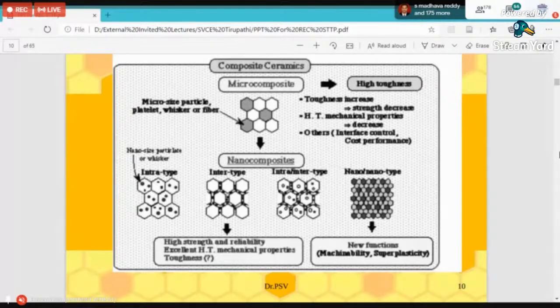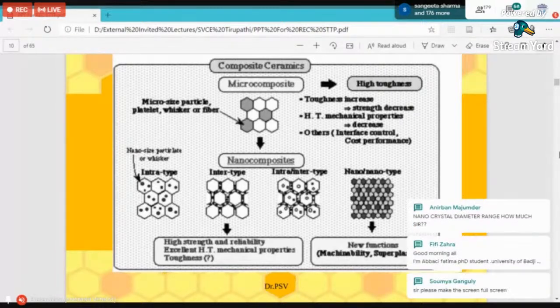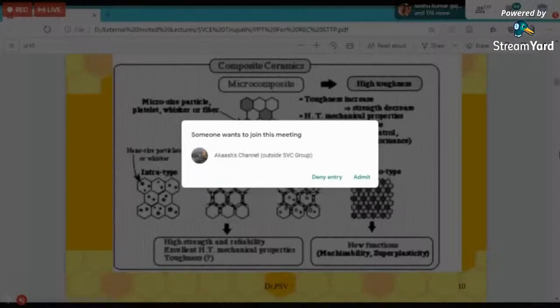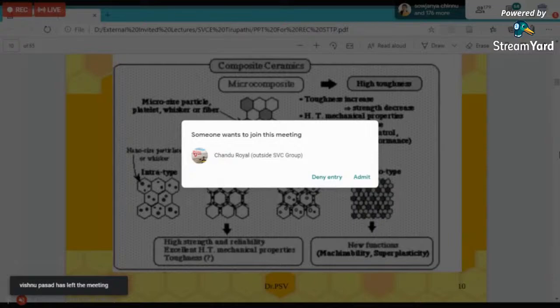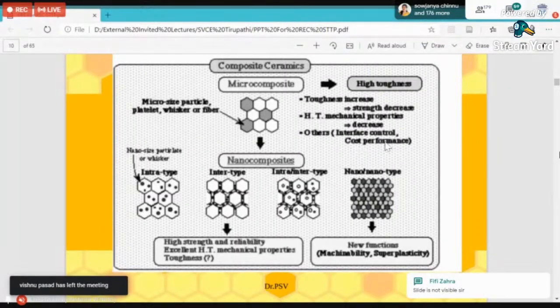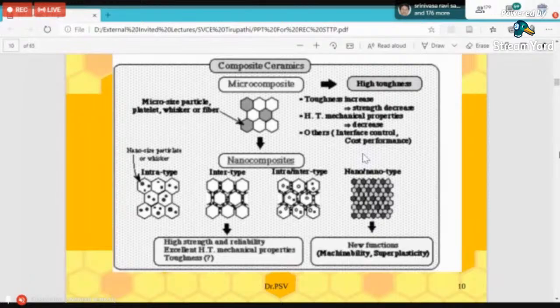Okay. Now, these are all micro size, macro size, pico size, and nano size particles. Many types of particles are there. Those particles can be used in between the crystal boundaries. Now we can see many uses: how you are going to increase the toughness, how you are going to improve the mechanical properties, then interface control, which lets you induce the lightest way into the material, and high temperature mechanical properties.